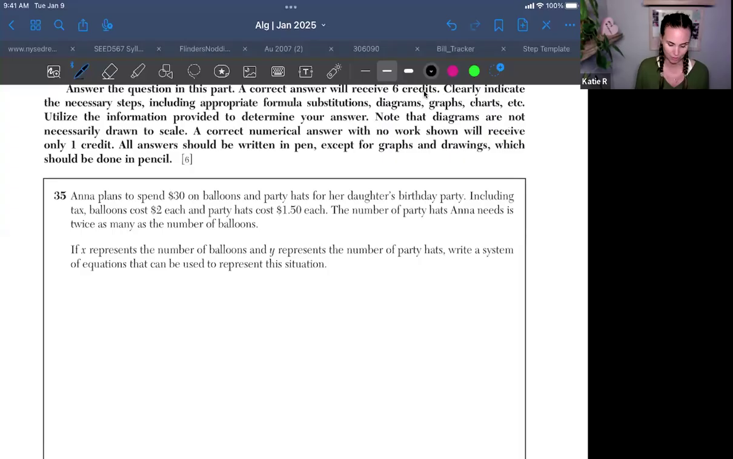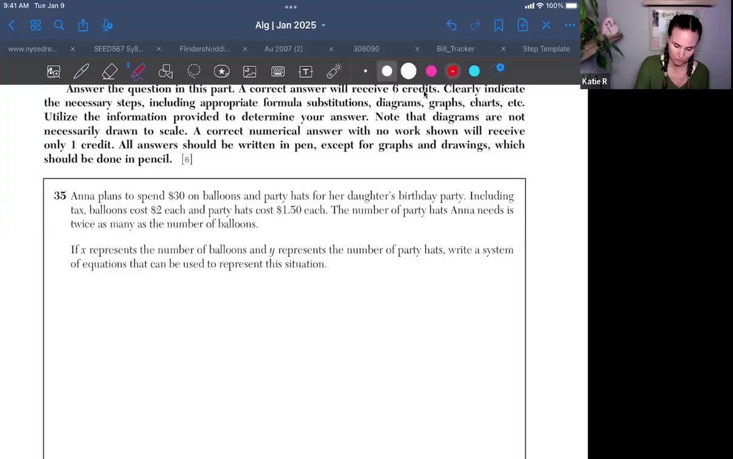We have a word problem here. It says Anna plans to spend $30 on balloons and party hats for her daughter's birthday party. Including tax, balloons cost $2 each and party hats cost $1.50 each. The number of party hats Anna needs is twice as many as the number of balloons.